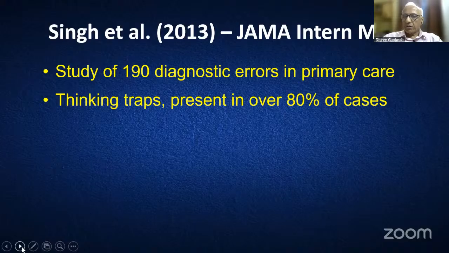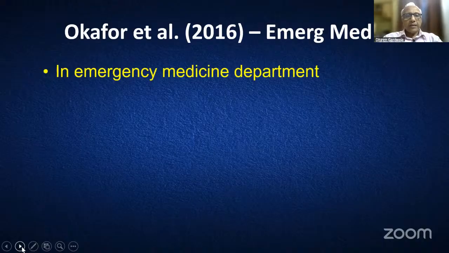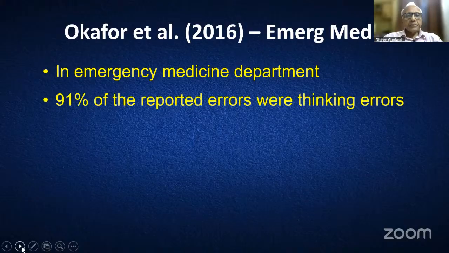I'm sure that you would not accept this 80% result, because you would always say that no, this cannot happen. We are so smart and we can't make 80% mistakes in our diagnosis. The second study, a 2016 emergency medicine study, in the emergency medicine department where people have to think very quickly, found that 91% of the reported errors were because of the thinking trap. So the first study says 80%, the second study says 90%. So definitely it is much more prevalent than what we think.